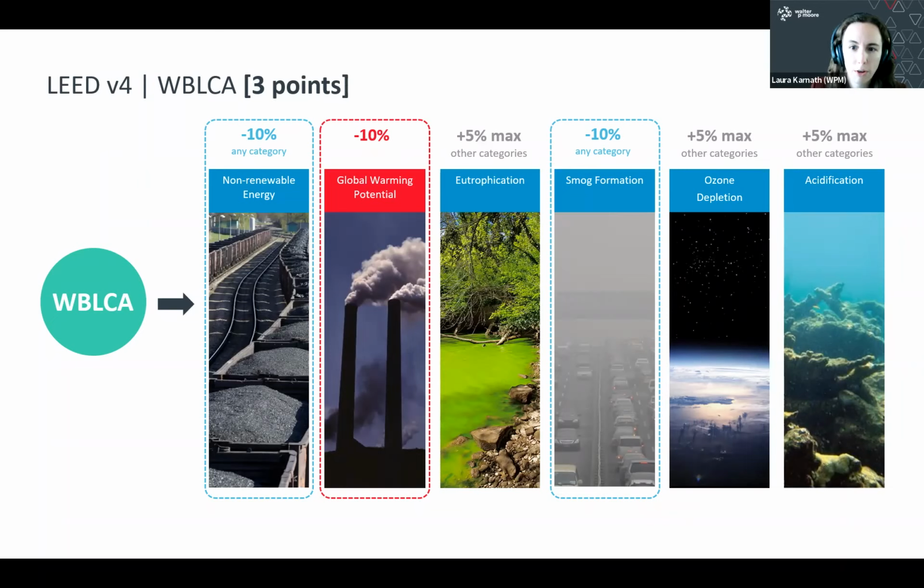And the other remaining categories might go up as a result of reductions in GWP, but they can't go up by more than 5%. So we don't want you to get a huge reduction in GWP, but then like a 30% increase in one of the other categories. We want to kind of keep everything balanced. So that's kind of the only option in LEED V4. In LEED V4.1, there are a couple of options for LCA.